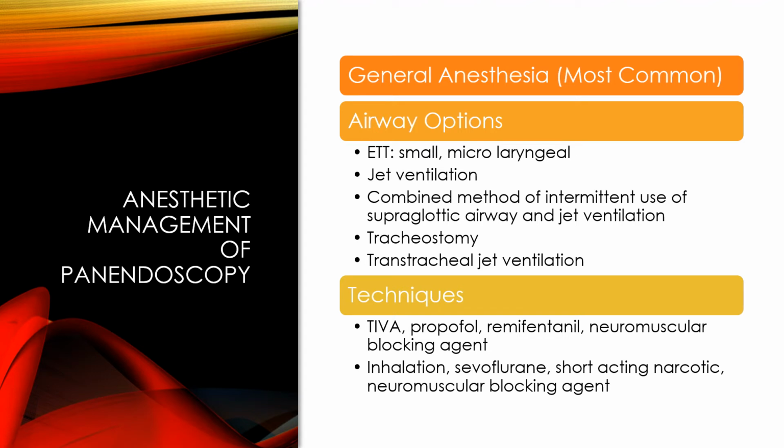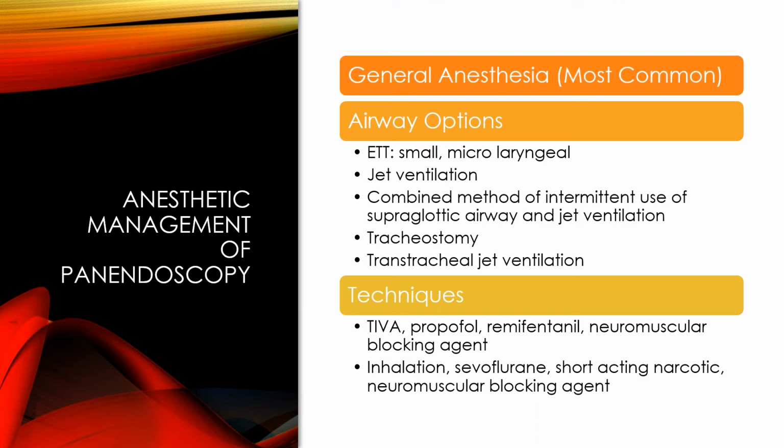But your endotracheal tube is going to be small, what they consider a microlaryngeal tube. Often you'll need to do jet ventilation, and you may use a combined method of intermittent, put a subglottic airway in and do some jet ventilation. Again, each facility is unique how they like to do this. You'll have to coordinate this with the surgeon that is performing the operation.